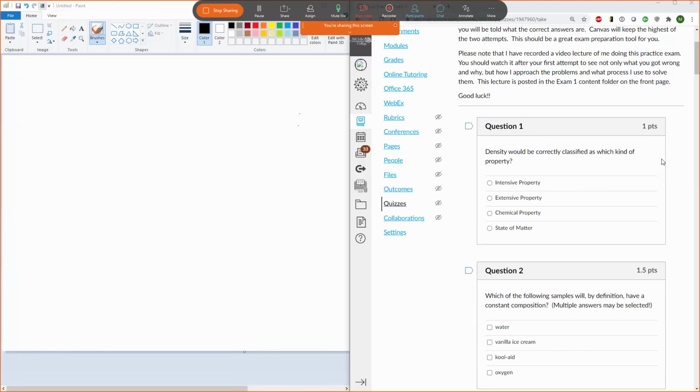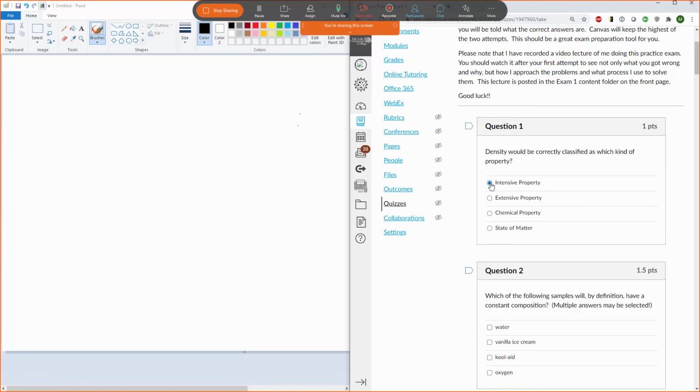So question number 1: density would be correctly classified as what kind of property? We have intensive, extensive, chemical, or a state of matter. If we remember, intensive means it doesn't depend on the amount. Extensive means it does depend on amount. Chemical means that you would have to change the identity to measure it. And state of matter means a solid, a liquid, or a gas. So which of those sounds like it applies to density?